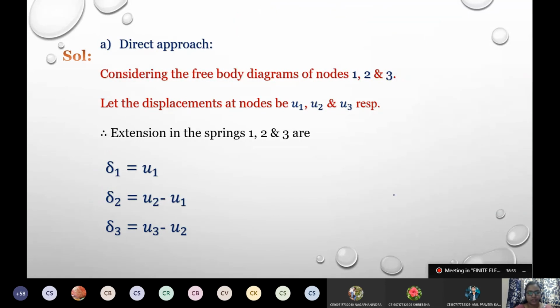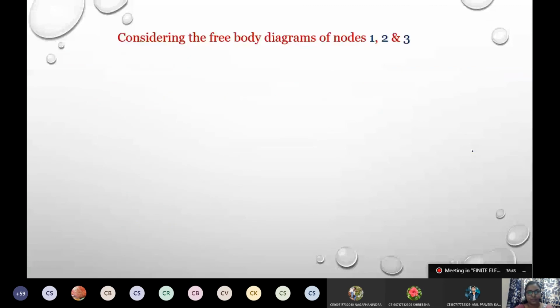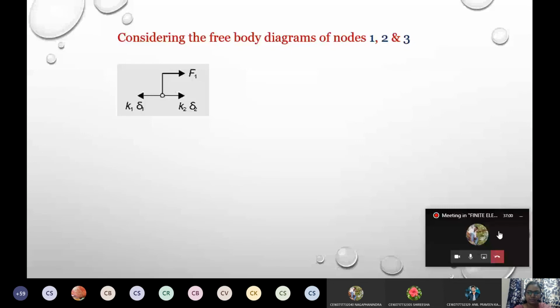It doesn't have to do with the other end. All right. So your answers are: extension for the springs will become delta 1 is equal to U1, delta 2 is U2 minus U1, delta 3 is U3 minus U2. All right. Now we will go for considering the free body diagram for nodes 1, 2 and 3, separately. See, this is the free body diagram for node 1. If you clearly check.